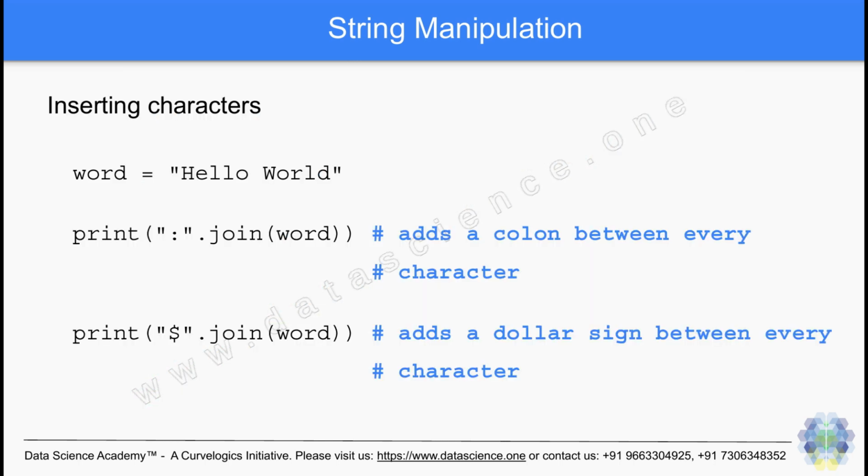An interesting way of manipulating strings is possible with the function join. This function inserts the specified character in between each character of the given string. The output is a string delimited by the specified character. Here, we are inserting the characters colon in the first example and $ sign in the second example.